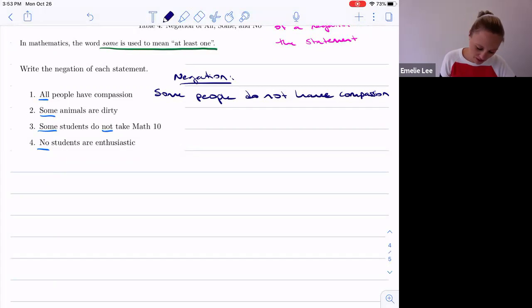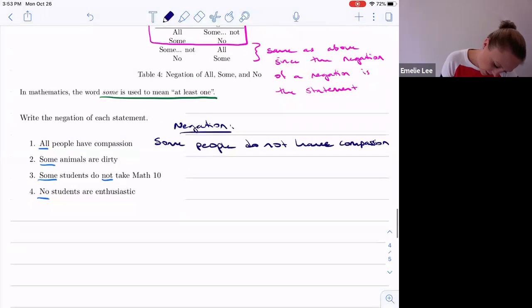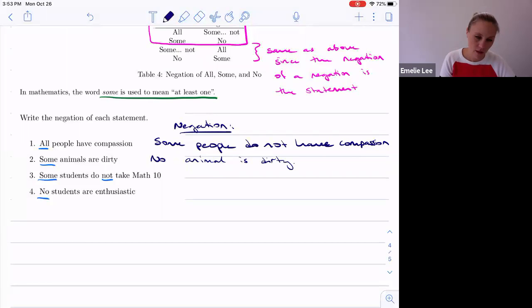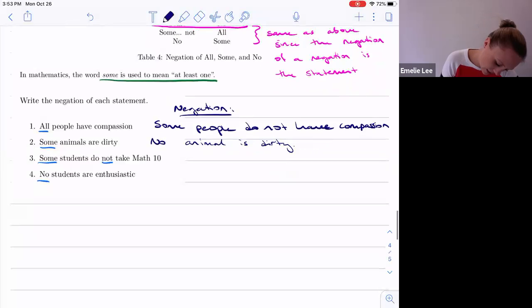Okay, so some animals are dirty. If we're looking at some, then we would have to replace it with no in order to negate it. So no animal is dirty. Some students do not take Math 10, so some not, or even if you wanted to go the reverse of some not here, makes all. So all students take Math 10.